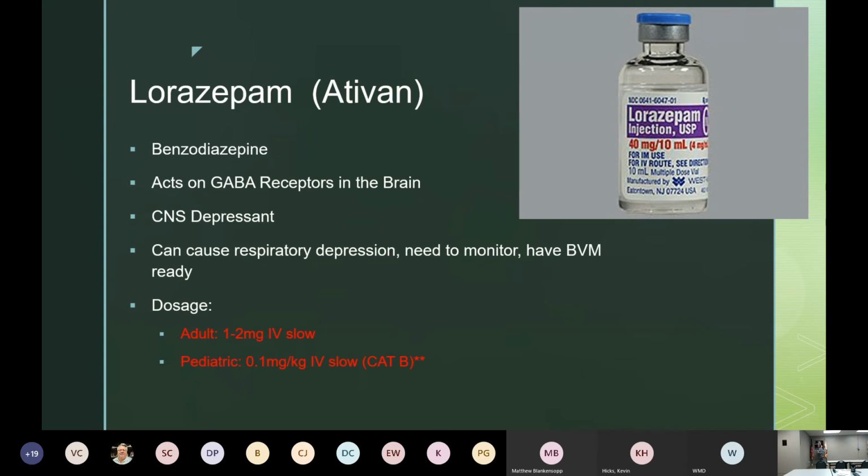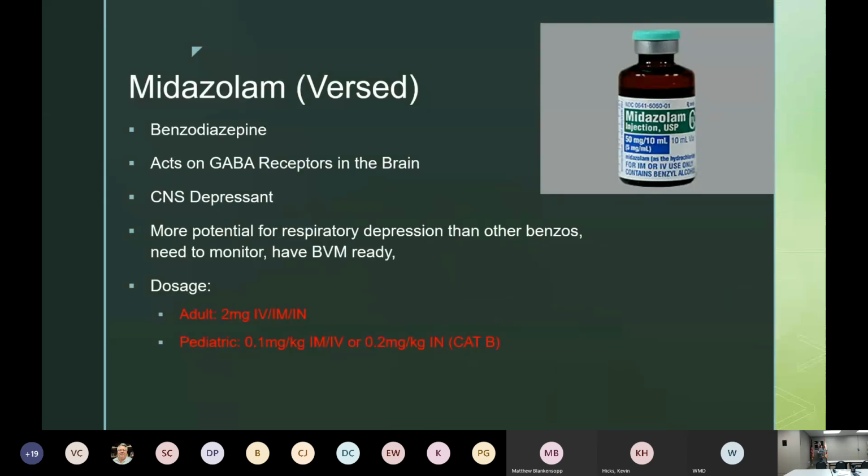There's not a rectal form of this like there are with some of the other medications that we're talking about. So Versed, also a benzodiazepine. The dosage is similar. You can give this IM as well. There's been a couple different studies for pre-hospital for Versed, and it performs just as well IM for breaking seizures as lorazepam IV. So if you can't have access at all, this is a great drug to give IM. Adults 2 milligrams IV, IM, or intranasally. Pediatric is 0.1 mg per kg, IM or IV.